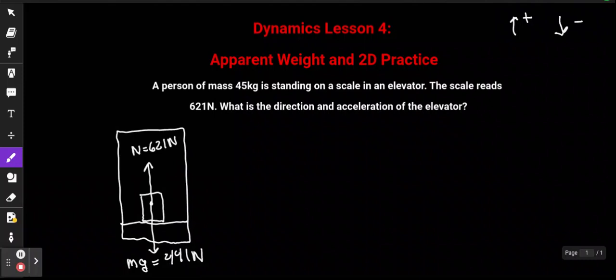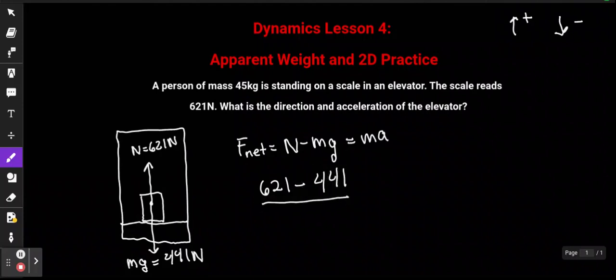So, finding the F-net equation, we know that N minus mg will give us ma. N is 621, mg is 441, and dividing by the mass of 45 kilograms, we can get acceleration. Plugging this into our calculator, (621 minus 441) divided by 45 gives us an acceleration of 4 meters per second squared.